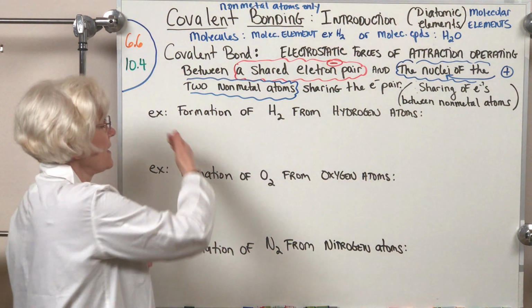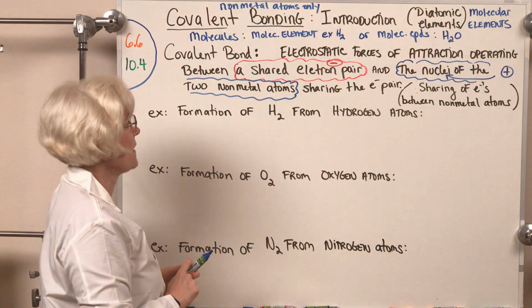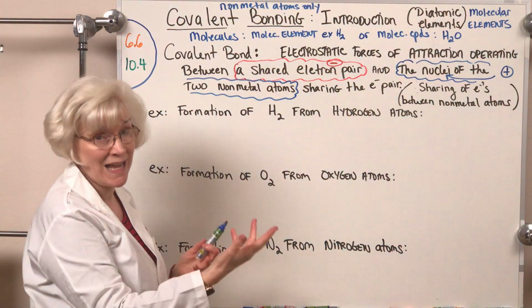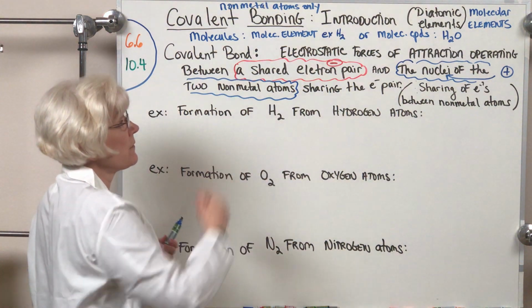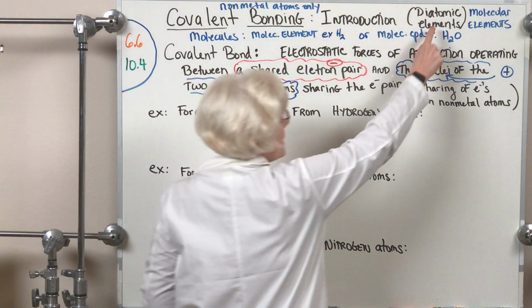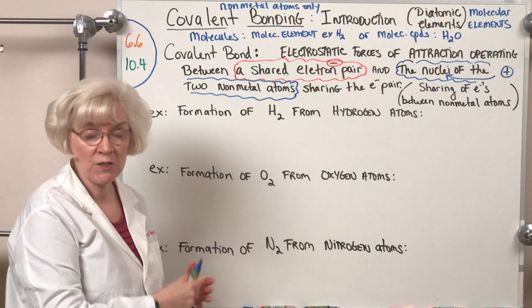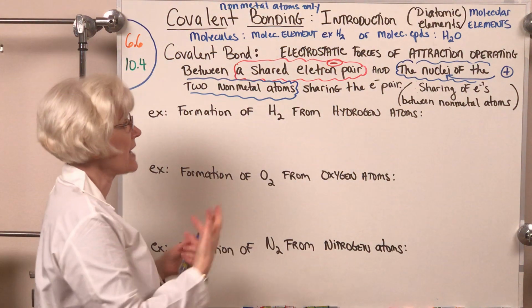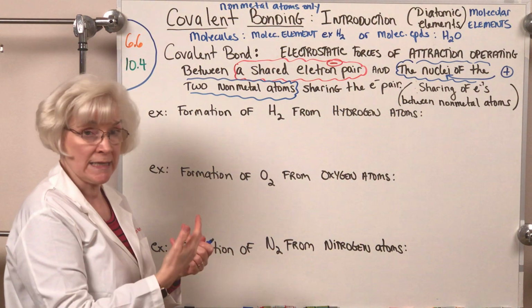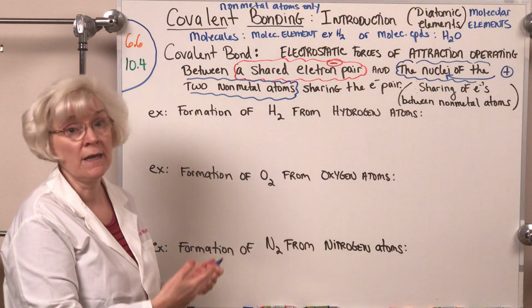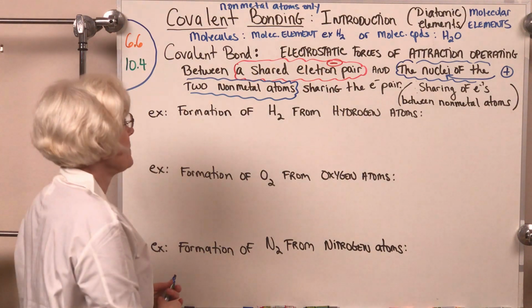So introducing with a definition of covalent bonding, and then looking at the simplest examples of it, which are molecular elements or the diatomic elements. That's what our goal is right now, to introduce what a covalent bond is and then to illustrate it in the simplest way possible, looking at diatomic elements, our molecular elements.